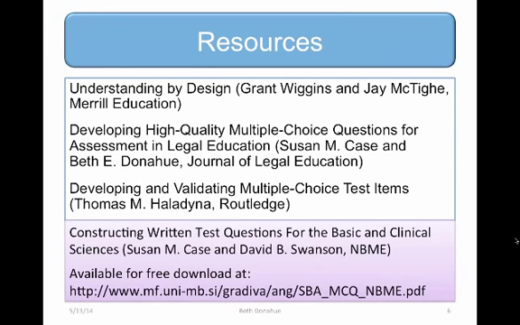And although all of the examples of test questions used in that book are obviously from the clinical sciences, all of the principles are really, I think, applicable across different areas. And as I said, I've probably read that book 20 times, and every time I go back to it I see something new. So I really highly recommend that.